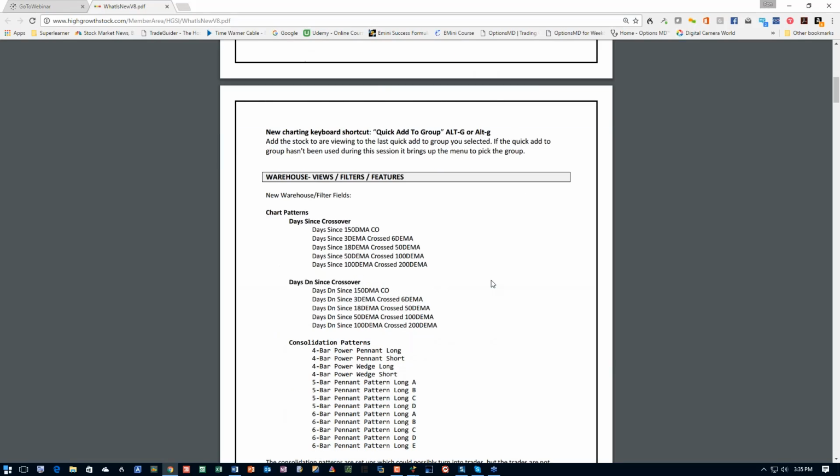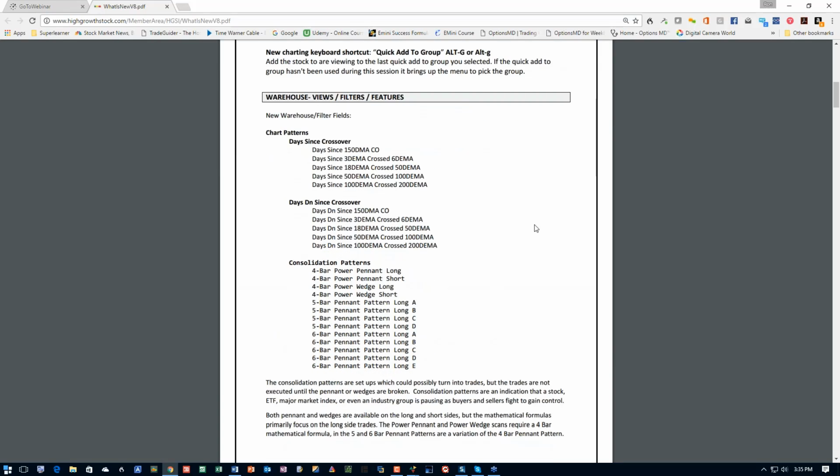All of these warehouse views and filters, these are things that I requested, and Matt and George put them in for me. Well, I didn't request all of these. I requested most of these. For example, the days since the crossover on the 3 and 6, 1850, and 100. These all have a specific purpose for the type of trading that I'm now doing.